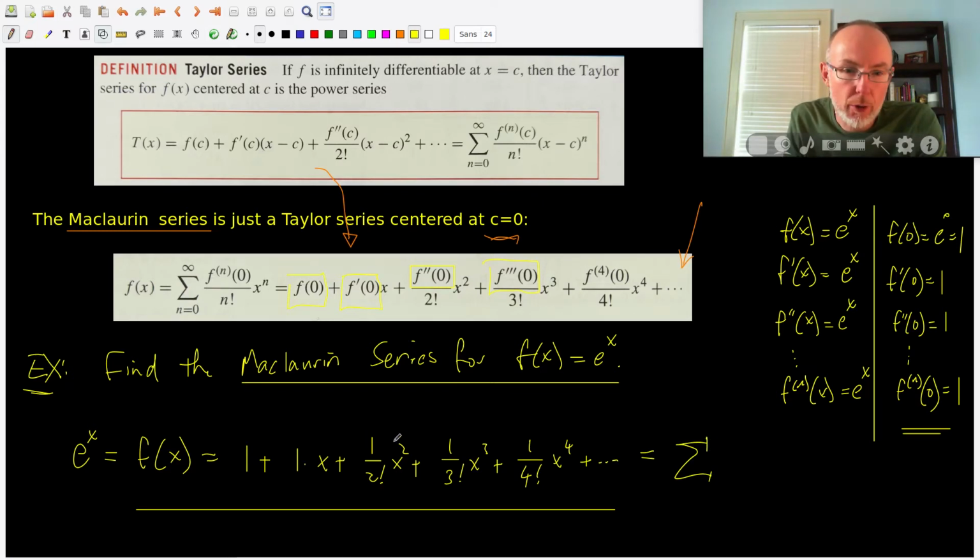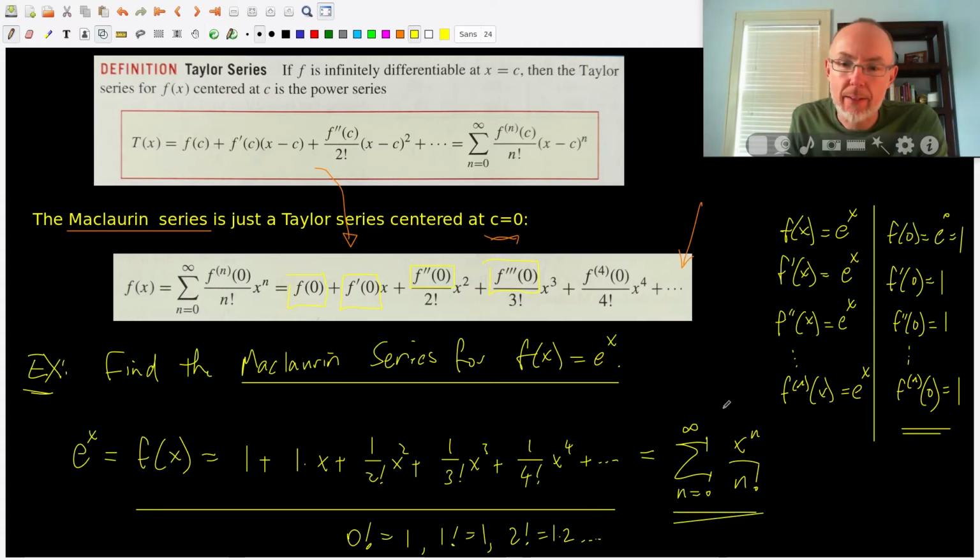If you look at the general term here, the power of x and the factorial are always the same. So this is going to be x to the power of n divided by n factorial, a sum from 0 to infinity, because remember that n factorial is the product of the first n integers. 0 factorial is defined to be 1, 1 factorial is 1, 2 factorial is 1 times 2, and so on. So if you write that series out, you'll find it's the exponential. So it's a very simple series to write down, but that gives us our first Taylor series for a function.